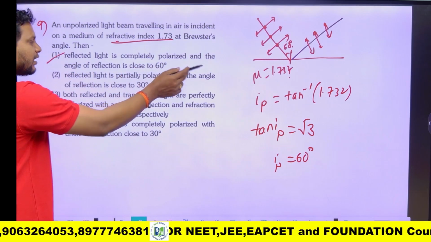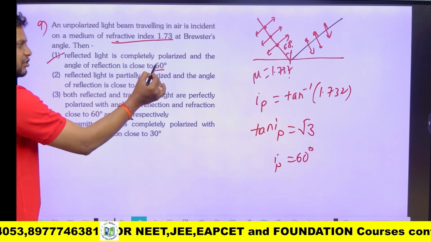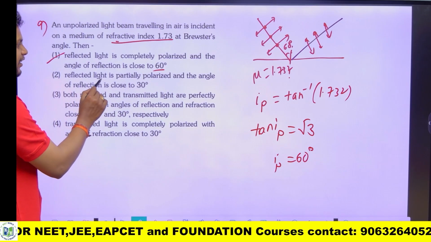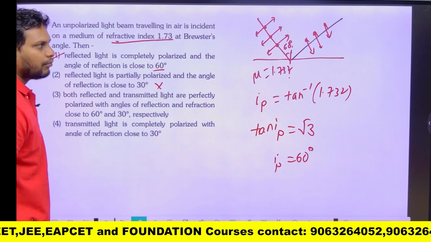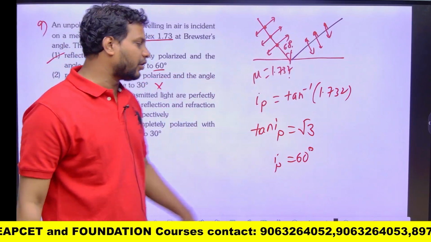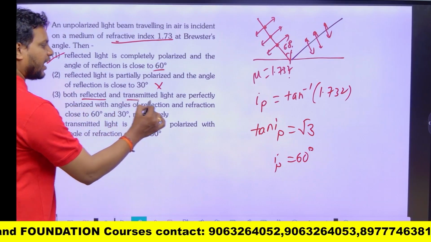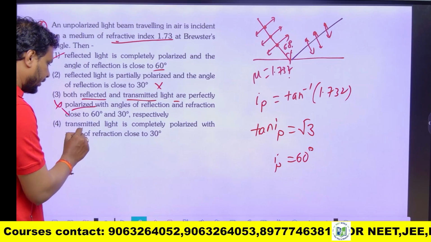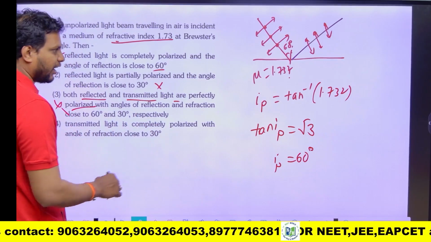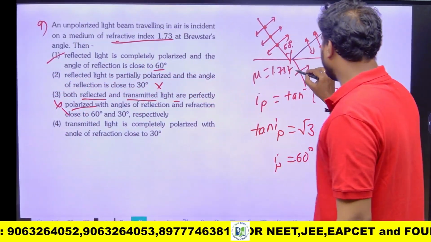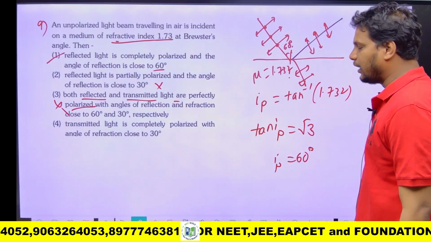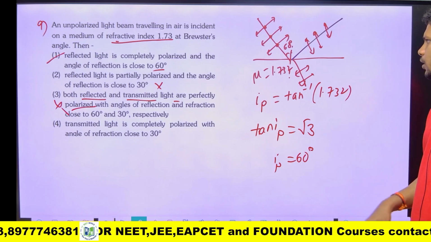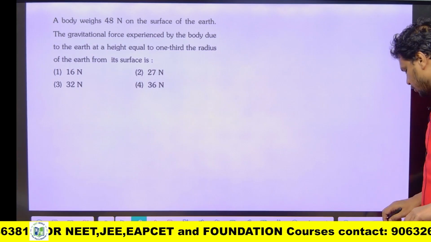The reflected light is completely polarized and the angle of refraction is close to 60 degrees. And if I take the second option, the reflected light is partially polarized, it is wrong, because reflected light should be completely polarized. Both reflected and transmitted lights are perfectly polarized, it is wrong. Actually, transmitted light contains partially polarized light. It is not perfectly polarized, it is partially polarized. Then we are going to discuss the next question.